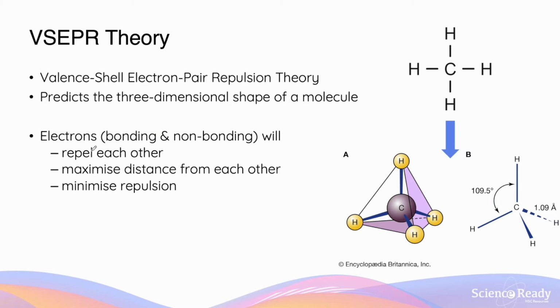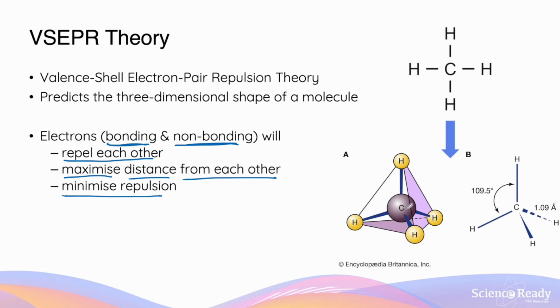In VSEPR theory, there's one important assumption that we always use, and that is that electrons, whether they are bonding in covalent bonds or non-bonding as electron lone pairs, will always repel each other due to their negative charge. And this repulsion will cause them to move away from each other such that they will try to maximize the distance from each other. And when distance is maximized, the repulsive force between these electrons is also minimized.